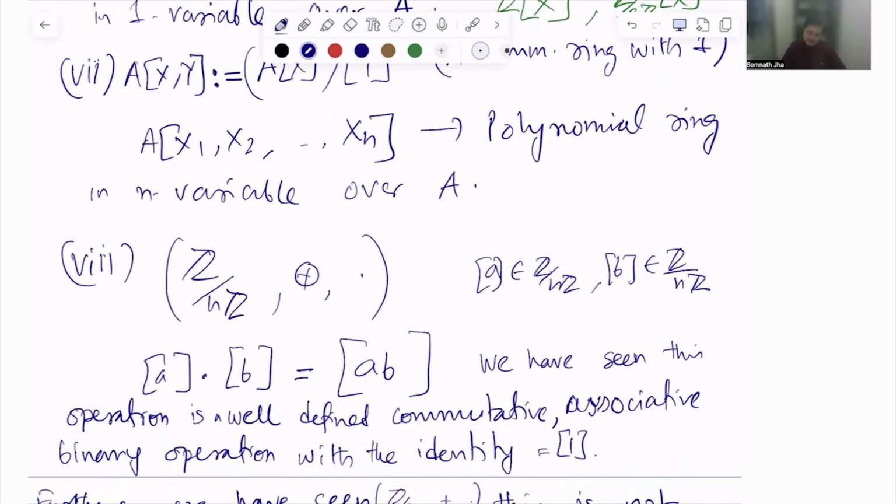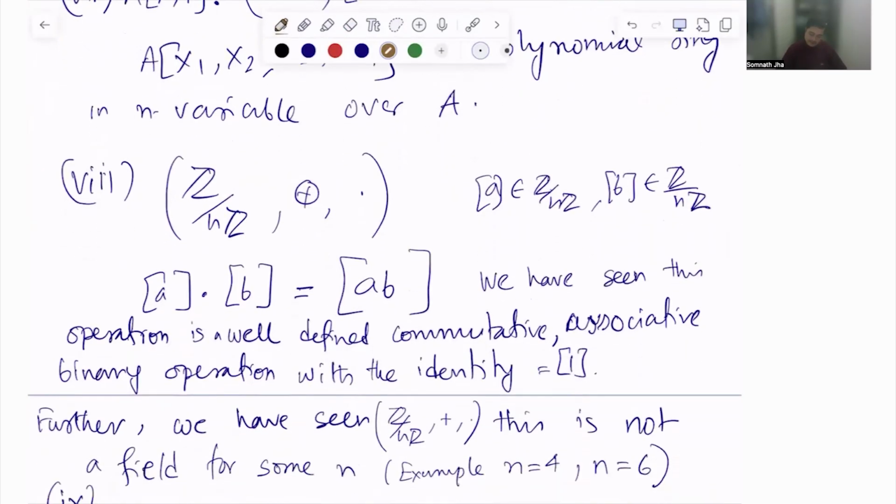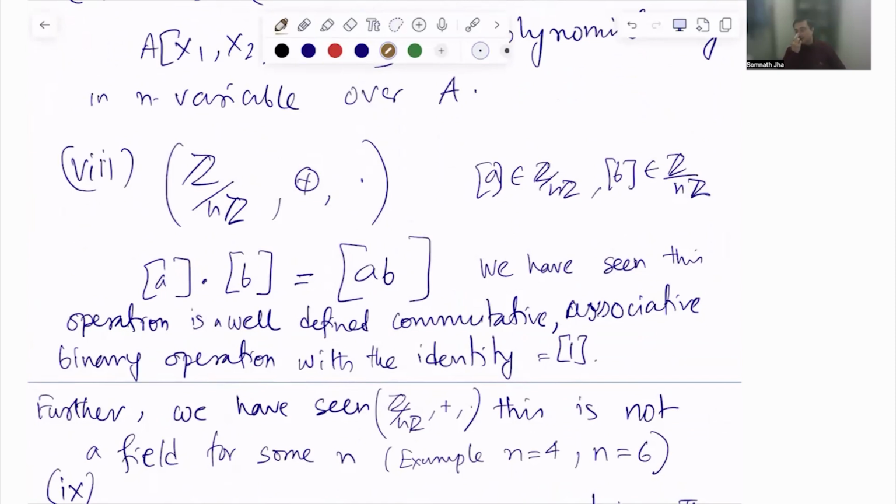So we have seen this operation is a well-defined commutative associative binary operation with the identity element equal to 1, right? When I gave the example of Z mod nZ star, we discussed that this multiplication is well-defined. If the class of a equals the class of c, and the class of b equals the class of d, then we have seen this is nothing but the class of cd, right? So we have seen this in a previous class. So this is a well-defined binary operation, and clearly one is the multiplicative identity. So this forms a ring. Further, we have seen, for example, for n equal to 4 and n equal to 6, this is not a field. So this is an example of a ring which may not always be a field.